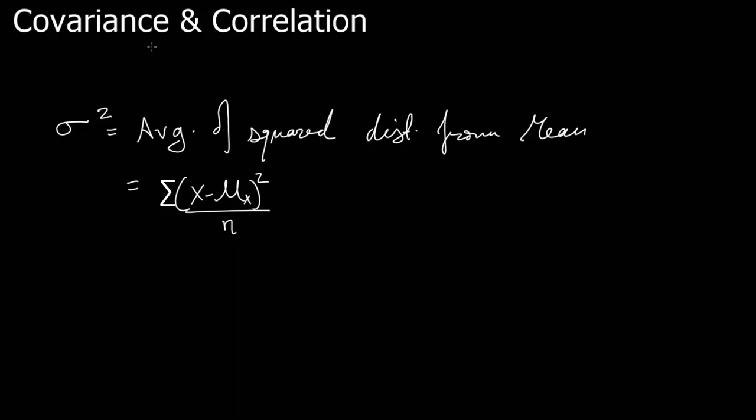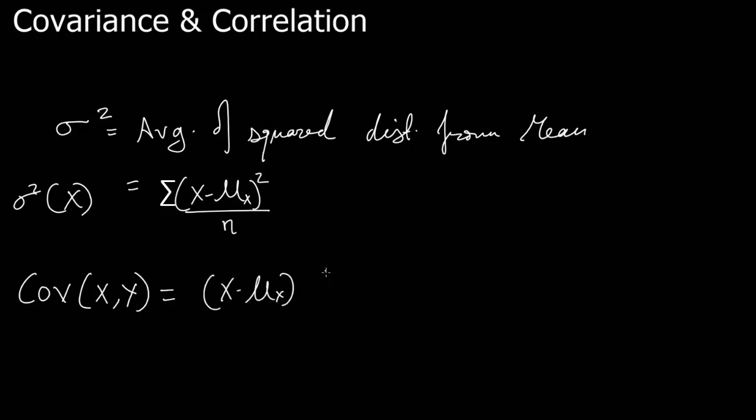Covariance is the variance between two attributes. Here we have sigma square of x. If I need the covariance between two attributes, x and y, how will the formula look? It would be the sum of (x minus mu x) times (y minus mu y), divided by n. We have broken down the variance formula to derive the formula for covariance, which is just the joint variability of two variables: how one variable varies with another.